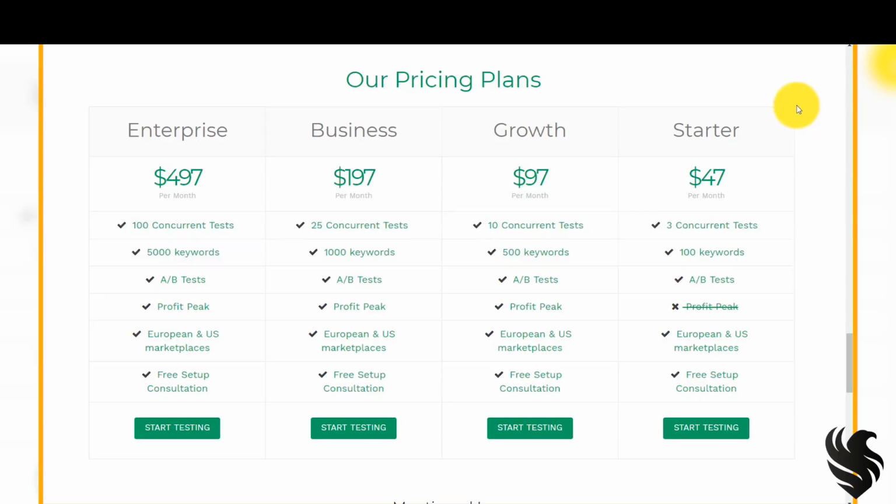Now, there's many different things that you can test or split test in your listing. You can split test bullet points, you can split test the title, you can split test the images, you can split test the pricing, you can even split test the back-end keywords.